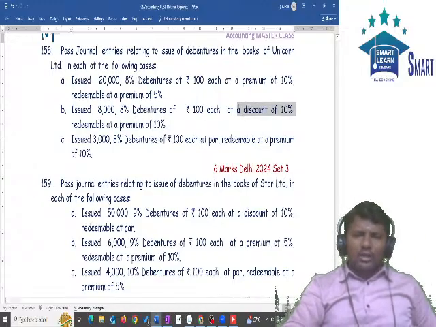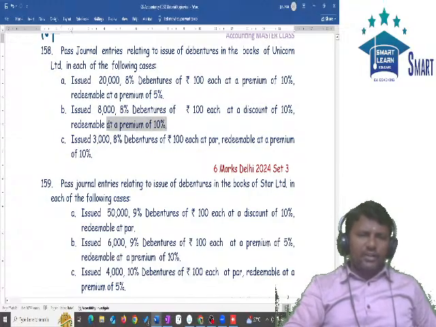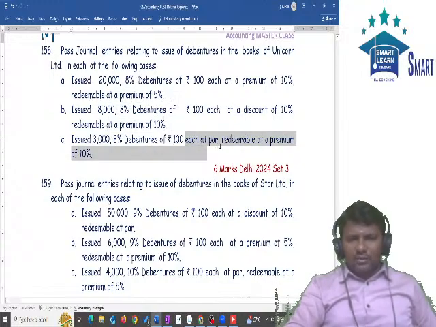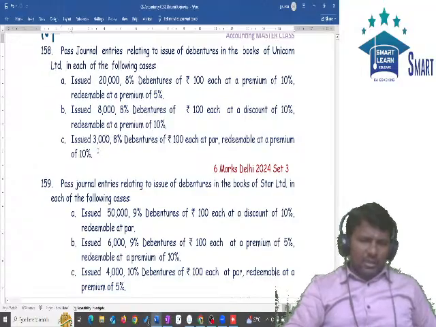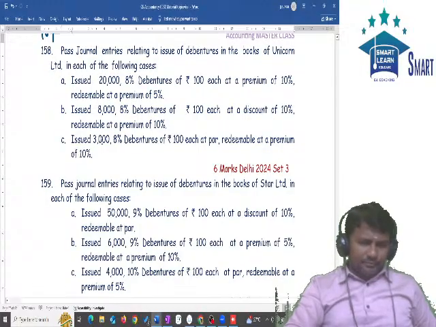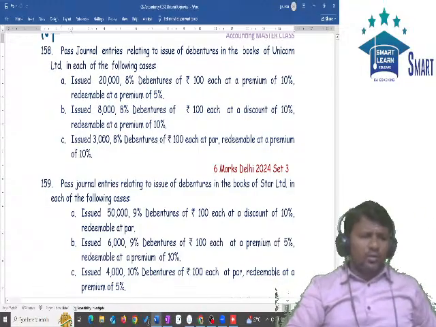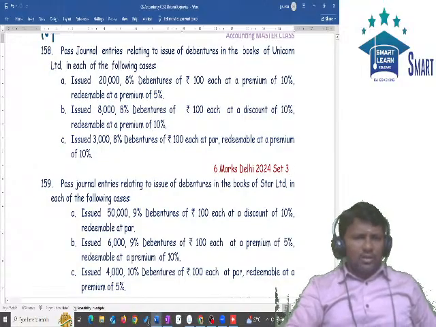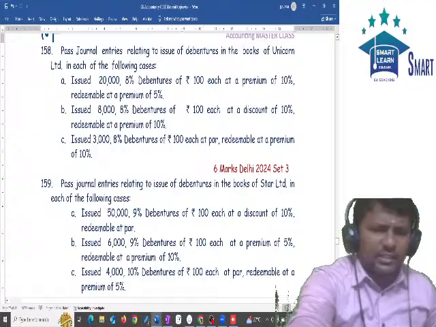Second scenario, debentures are issued at a discount and it is redeemed at a premium of 10%. Third scenario, it is issued at par and it is redeemed at premium. It means in all the 3 scenarios, redemption takes place at premium. Okay, so total 6 entries you are going to write.